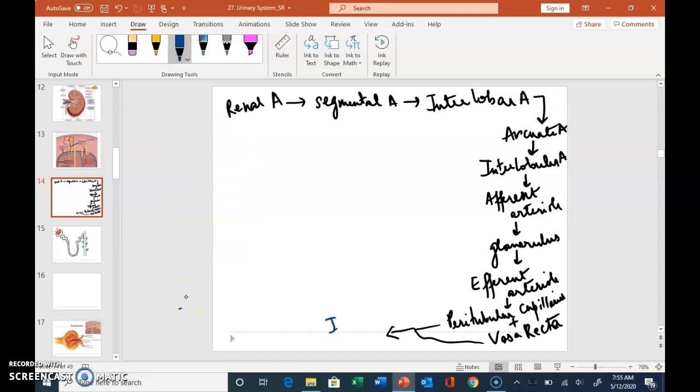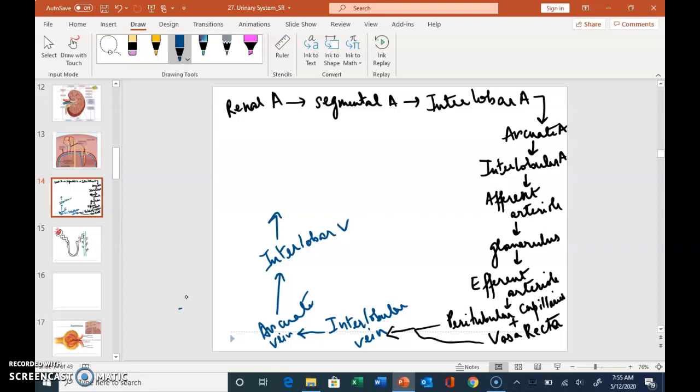Interlobular vein. The interlobular vein then comes together to form the arcuate vein. The arcuate vein then comes together to form interlobar vein, and the interlobar veins connect together to form the renal vein, and the renal vein ultimately dumps into the inferior vena cava.